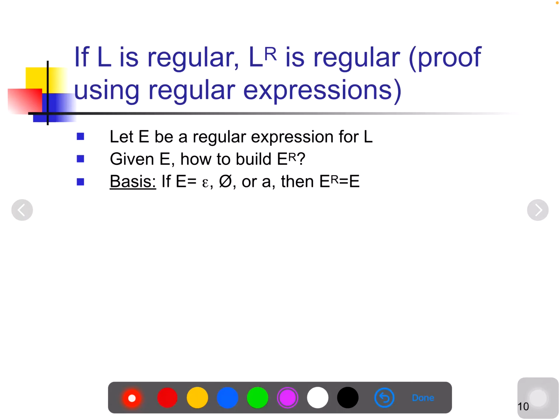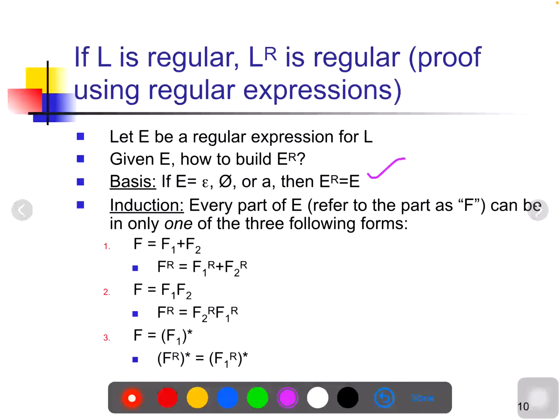By induction, every part of E can be in only one of the three following forms. F is equal to F1 plus F2. When I reverse it, F^R is F1^R plus F2^R, and this is also a regular expression. When I reverse the concatenation, the string here, F2^R F1^R, it remains regular. If you reverse it, you get the same thing. So this is also proved by regular expressions, right?